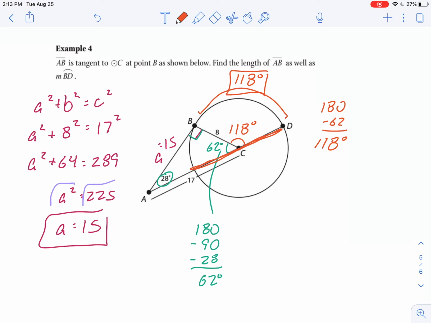So it's kind of the same game as the rest. You just have to play with what you know and find out what you don't.